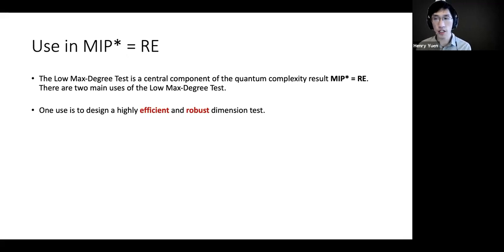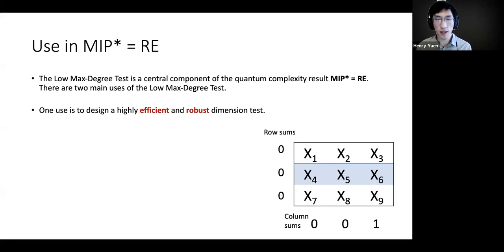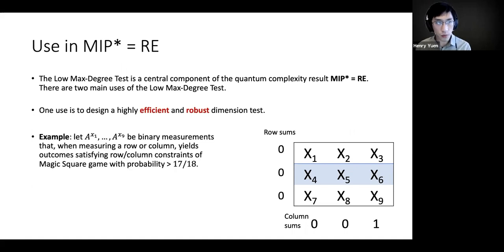So what do I mean by dimension test? Let's recall the magic square game. You have these constraints on these variables. And let's say that you have measurements AX1 up to AX9. They're binary measurements, meaning that they output 0 or 1. And let's say that these measurements satisfy the row and column constraints of this game with probability that's greater than some constant, right? Pretty close to 1. It's not necessarily probability 1, but close.